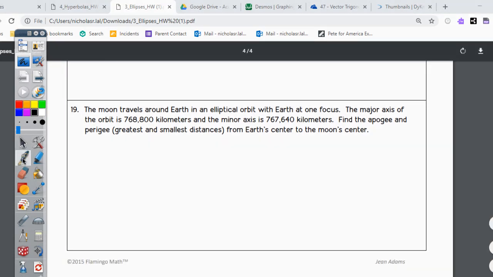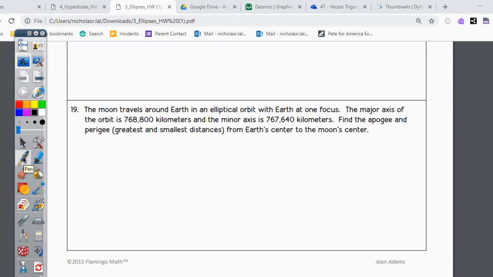The moon travels around the Earth in an elliptical orbit with Earth at one focus. The major axis of the orbit is 768,800 kilometers. The minor axis is 767,640 kilometers. Find the apogee and perigee, the greatest and smallest distance from Earth center to the moon center.